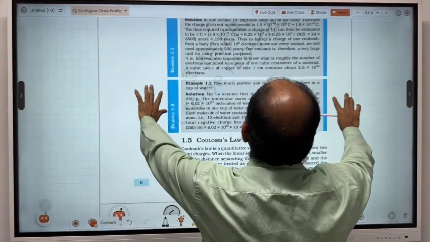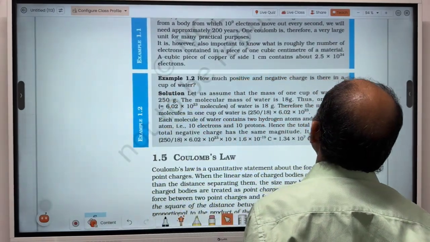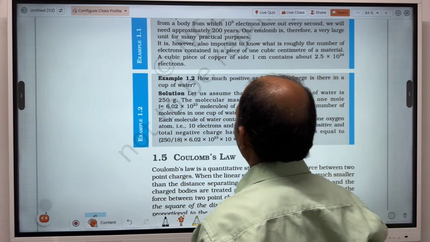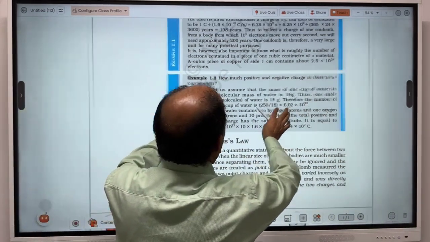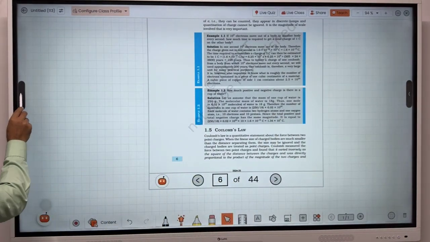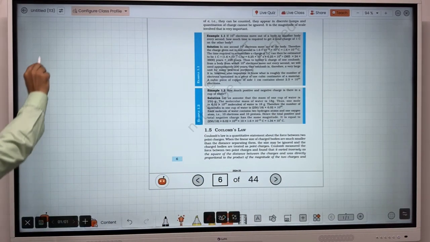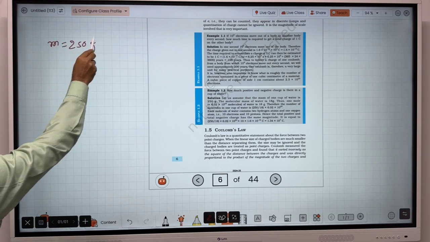The question says, how much positive and negative charge is there in a cup of water? This is also a good question. So we can imagine that 1 cup of water is equivalent to 250 gram. So here mass is given, 250 gram.